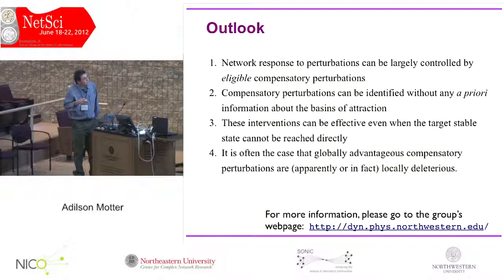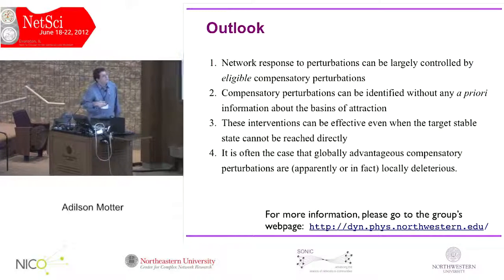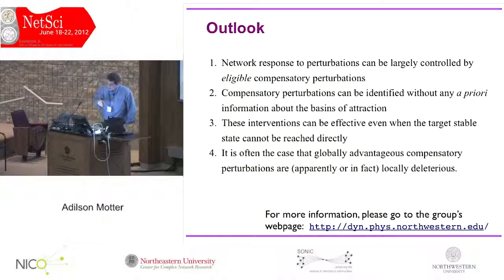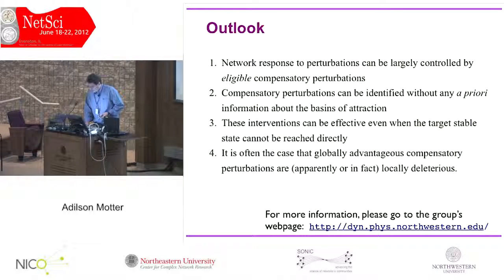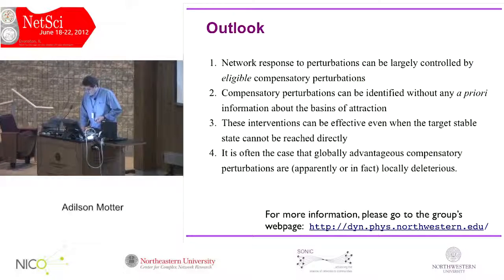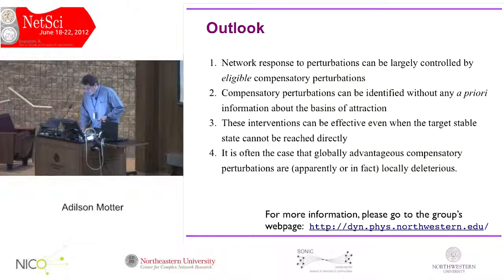So these interventions can be effective even when the target state is not directly accessible, and I've shown you examples of that. And one thing to keep in mind is that it's often the case that the globally advantageous perturbations that this algorithm comes up with are either apparently locally deleterious or even, in fact, locally deleterious, okay? And that's a fact of life. Sometimes you have to get rid of some parts of the network to save the rest, okay?